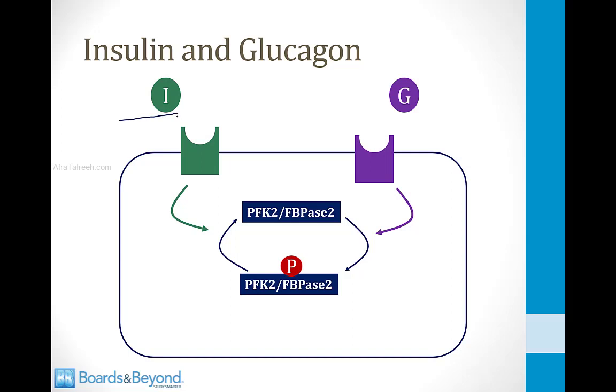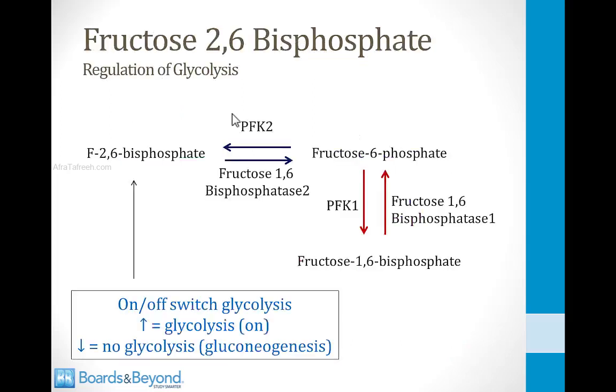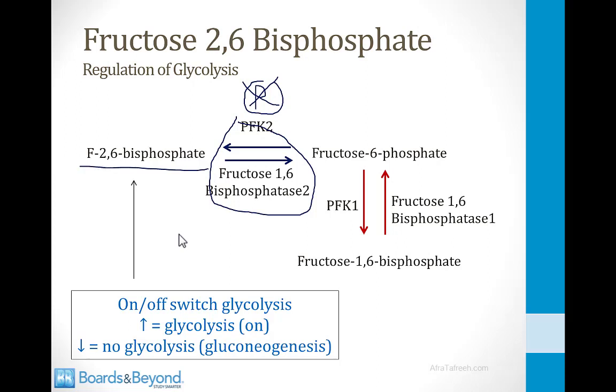So insulin likes to drive these two enzymes to be in the dephosphorylated state because that favors glycolysis. Glucagon, on the other hand, likes to drive these two enzymes to be in the phosphorylated state because that favors gluconeogenesis. So what I just showed you on the last slide is that glucagon leads to phosphorylation of these two enzymes right here. Insulin leads to dephosphorylation of these two enzymes here. And by doing that, that's the way insulin and glucagon manipulate the levels of 2,6-bisphosphate inside of cells.